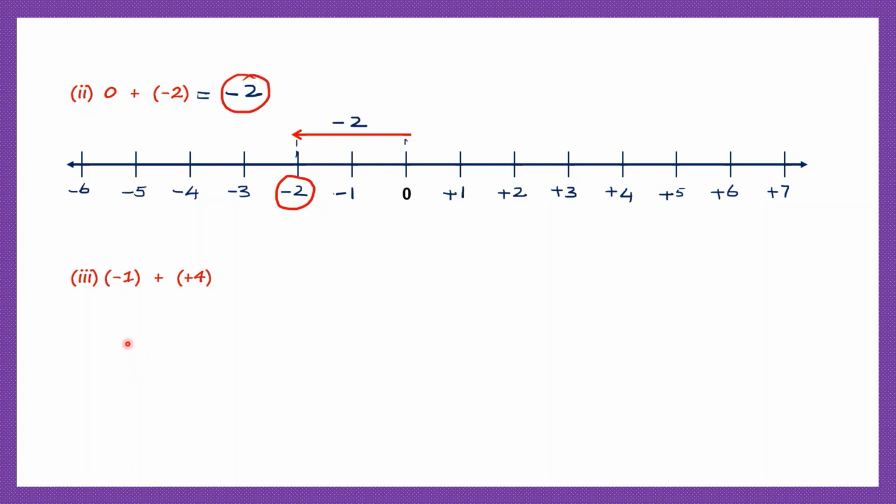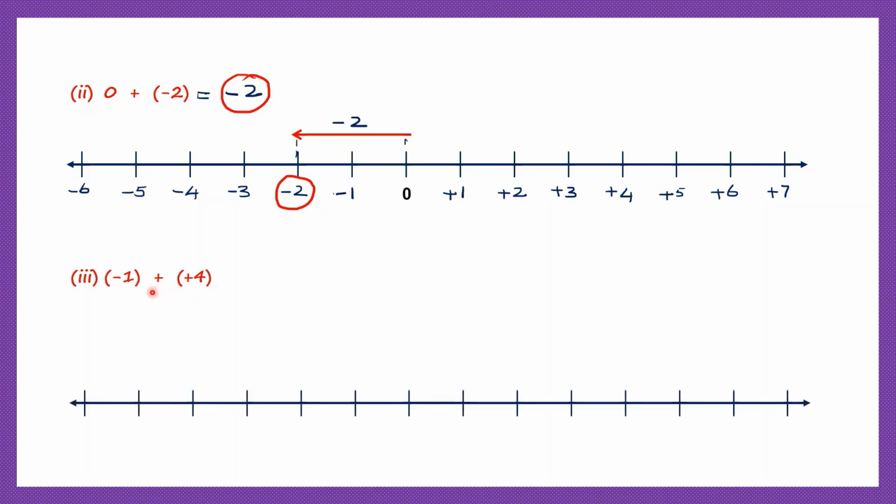Next question, we have minus 1 plus 4. So a negative integer and a positive integer. So let's draw the number line. Now we have 0. Let's write a few numbers. So we have all our positive numbers to the right of 0 and negative numbers to the left of 0. Now let's go back to the question. The first integer is minus 1. So starting from 0, we need to go to minus 1. From 0 to minus 1 is right here itself.